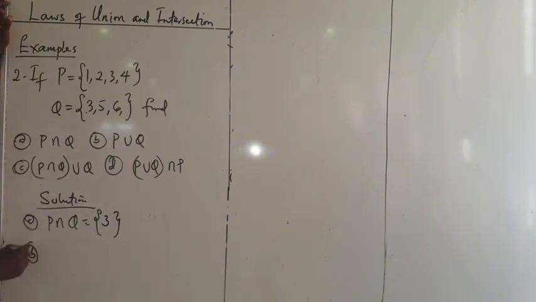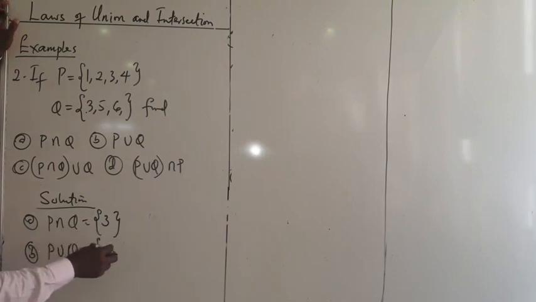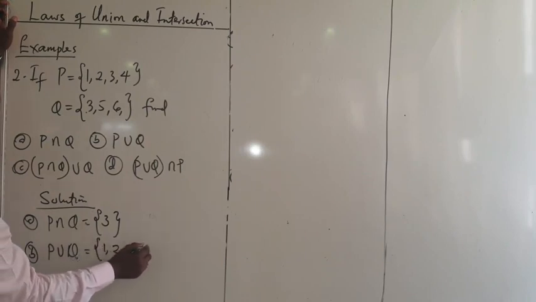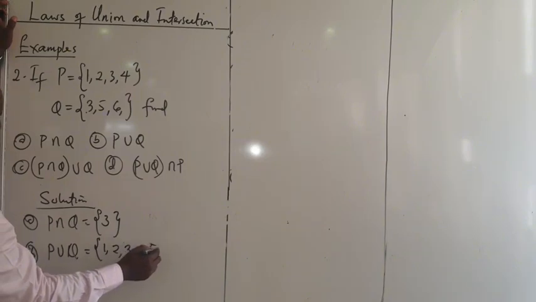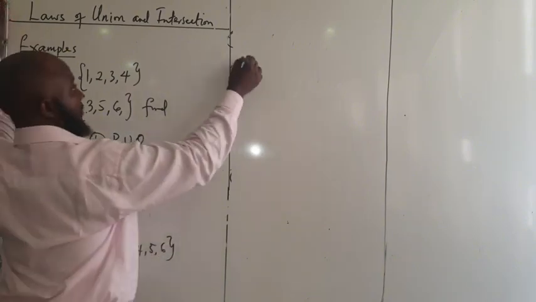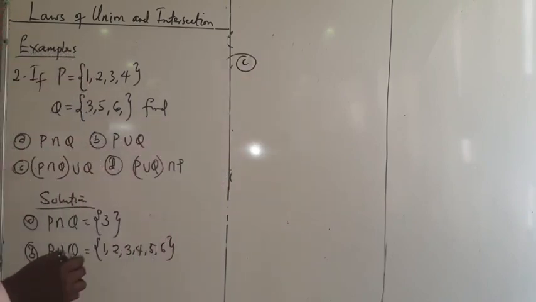Then P union Q. So we're going to combine the two sets together. That's going to be 1, 2, 3, 4, 5, and what? And 6.